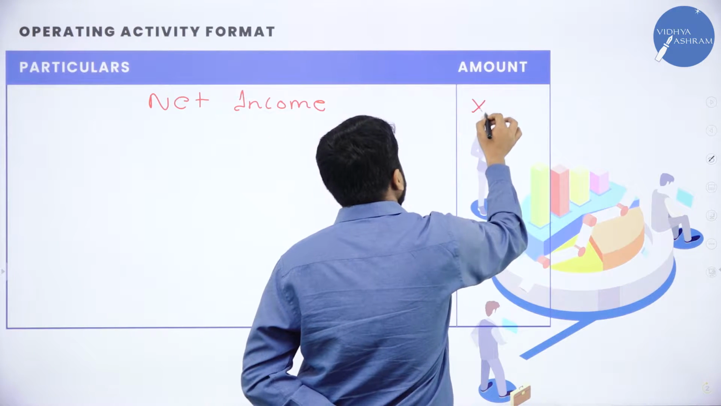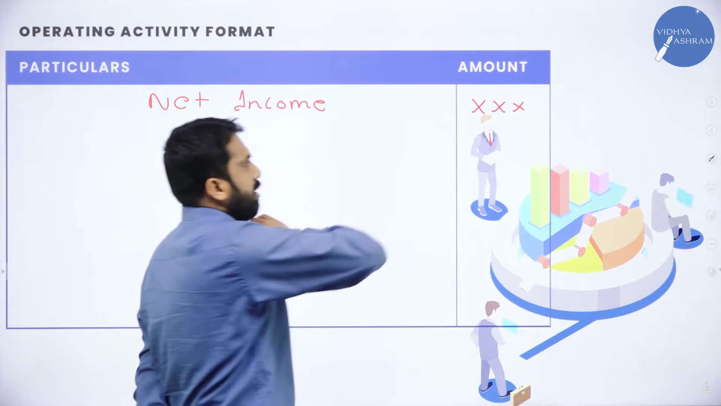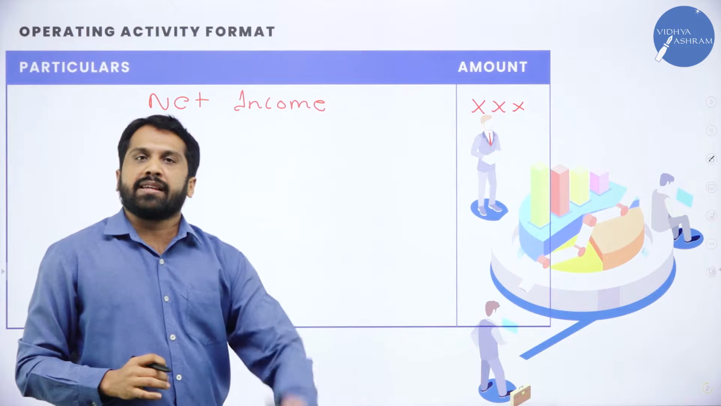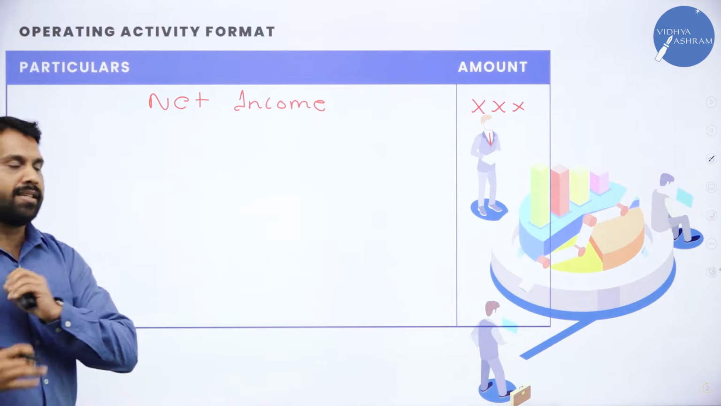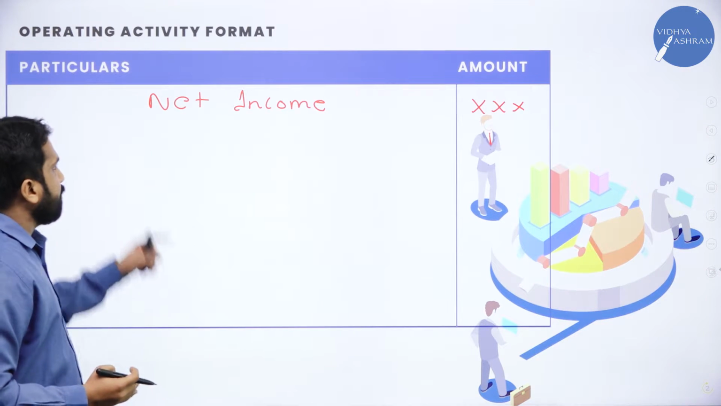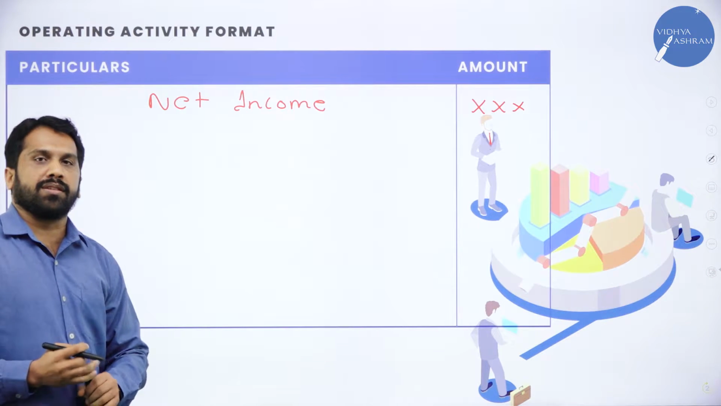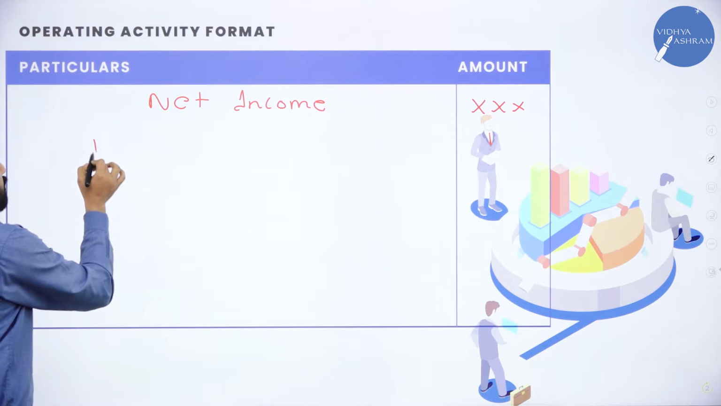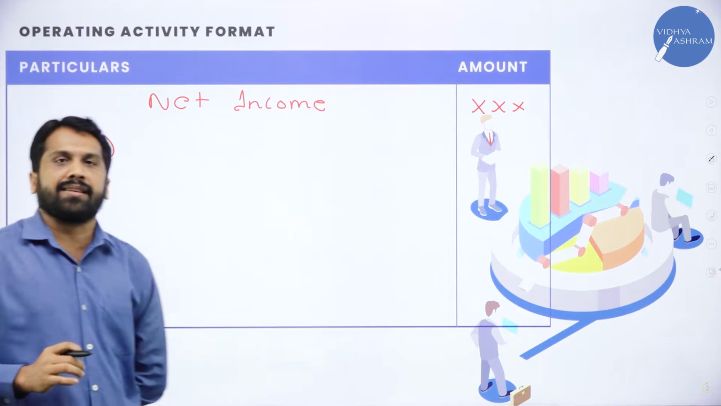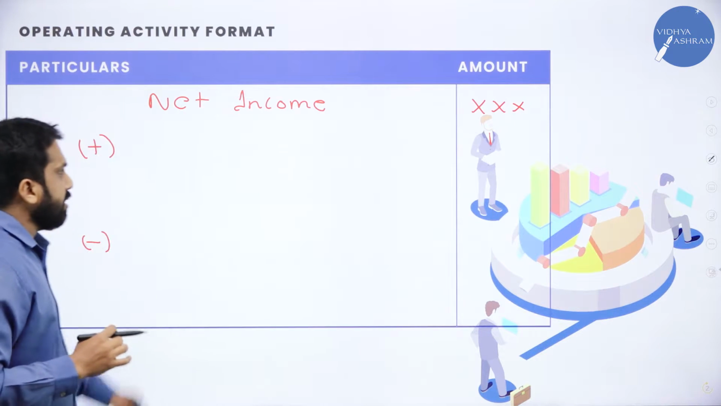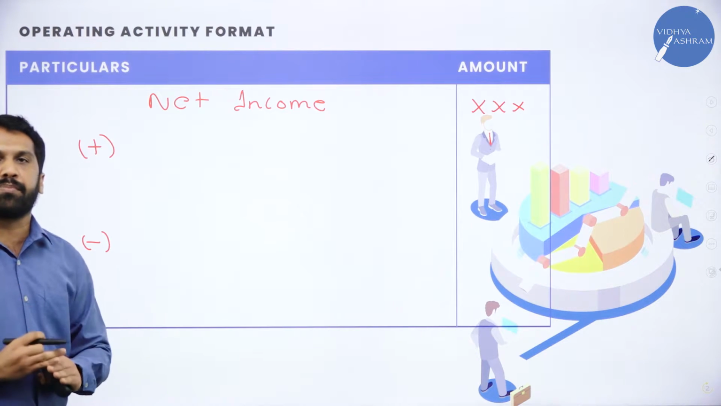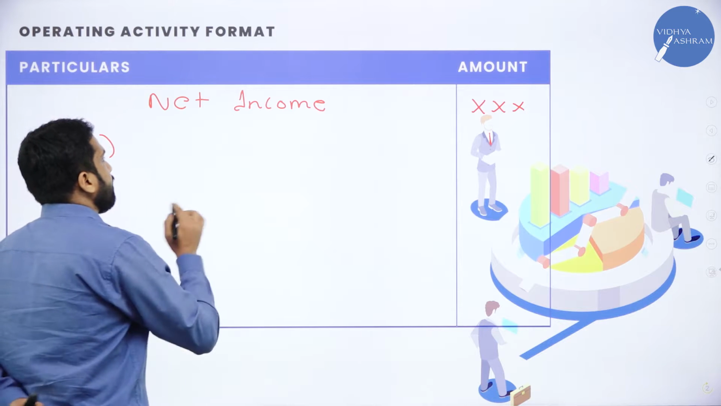Whatever net income is given as per your problem, you have to consider net profit before taxation, net profit before interest and tax, or net profit after taxation. Whatever profit is given, we have to mention. Now, a few things we should add and a few things we have to subtract. Which are the things we should add? If you know this format, it is easy to solve any problem.